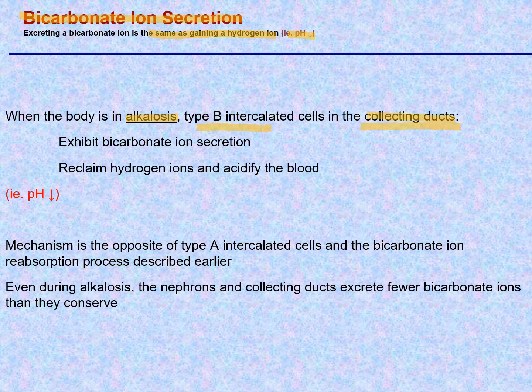You get a secretion out into the filtrate fluid that's going to become urine, a secretion of bicarb, and hydrogen ions being reclaimed into the blood, and therefore the pH drops. So this is actually the opposite of the reabsorption of bicarb that was described earlier, which is occurring through another type of cell lining the tubules.